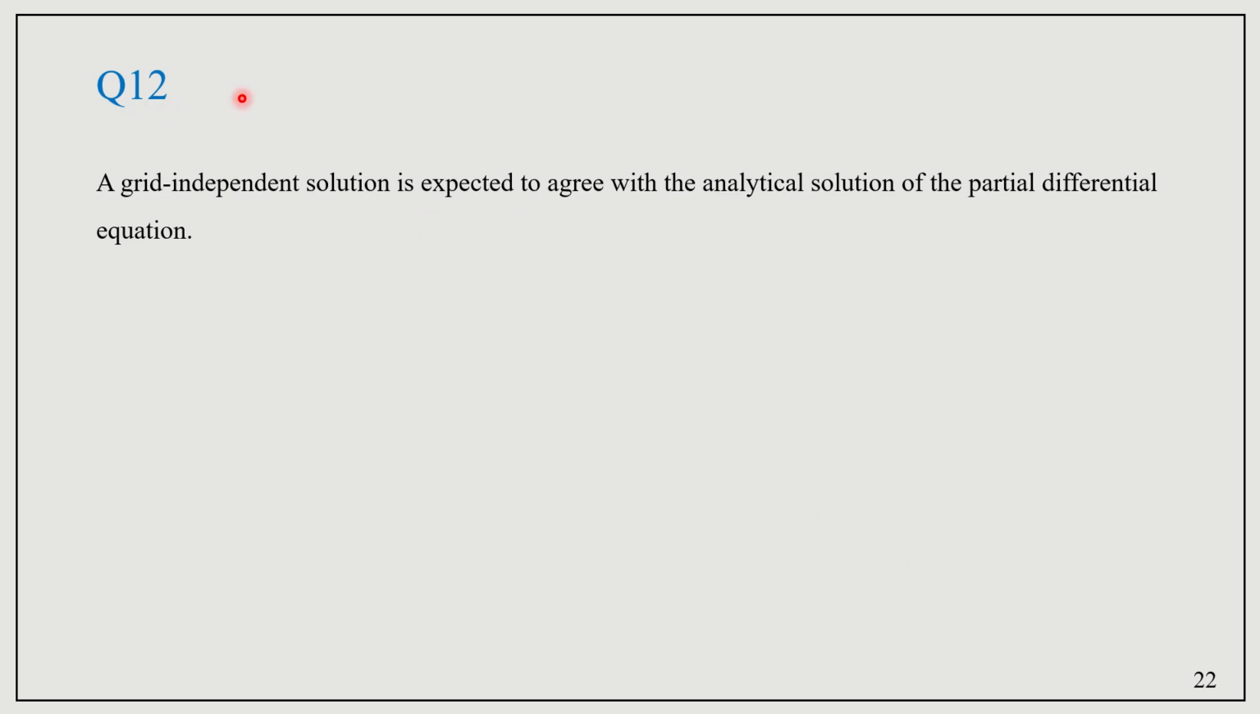Now we are going to the next question. Question 12 is about whether a grid independent solution is expected to agree with the analytical solution of the partial differential equation. Option A true, option B false. It is a true or false question. What is asked? A grid independent solution is expected to agree with the analytical solution of the partial differential equation. The answer is option B. False is the answer.